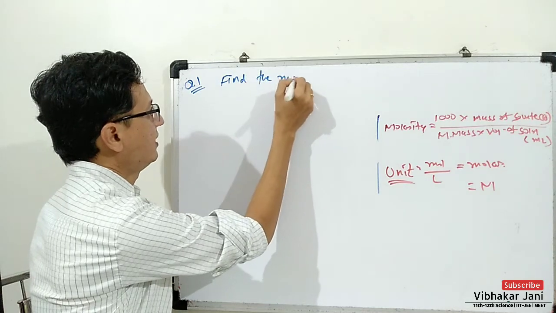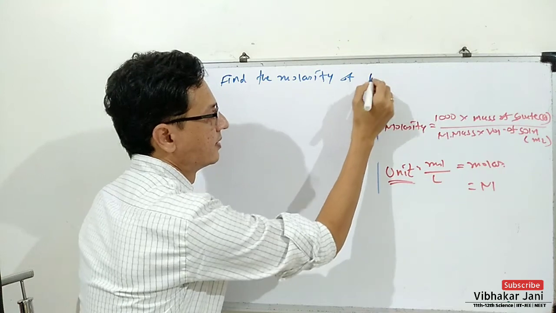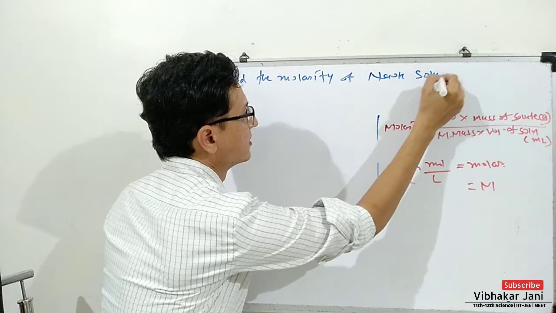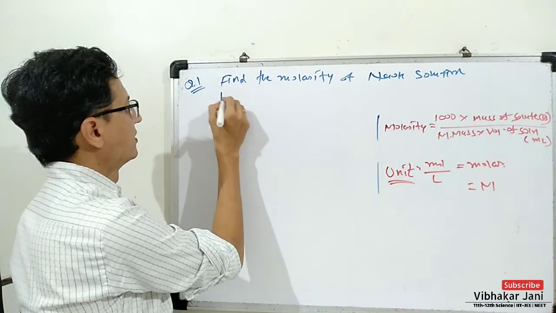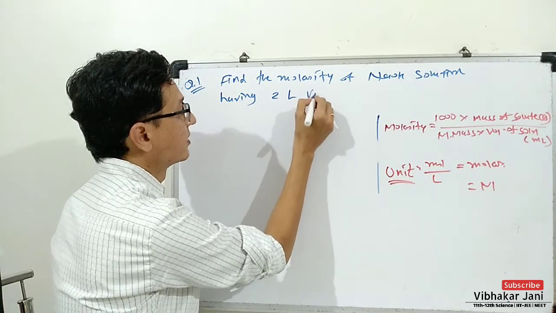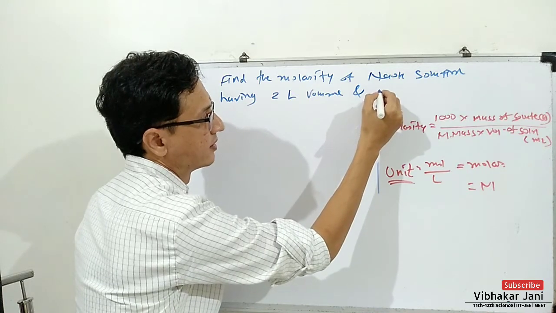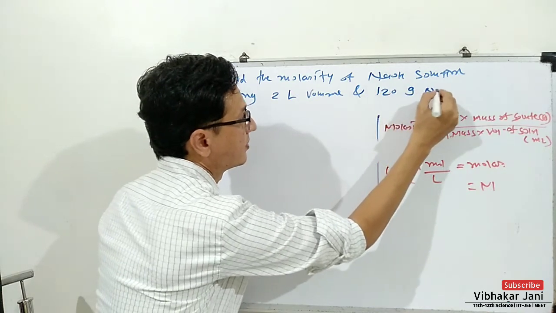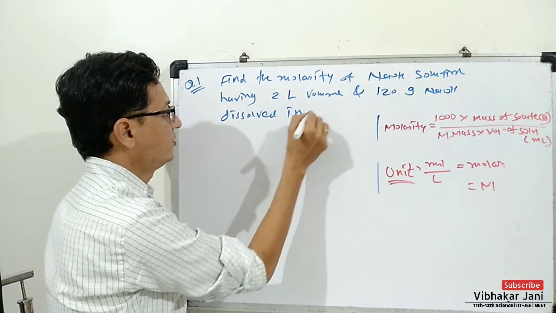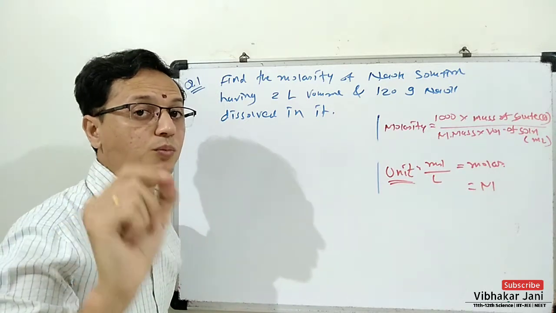Find the molarity of NaOH solution having 2 liter volume and 120 gram NaOH dissolved in it. This is the question. We are asked to find value of molarity.